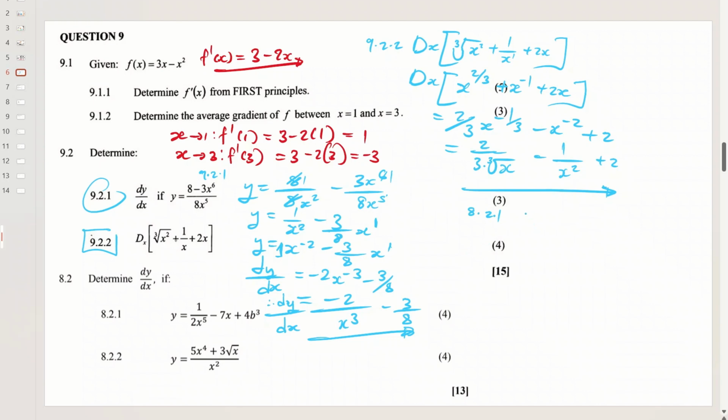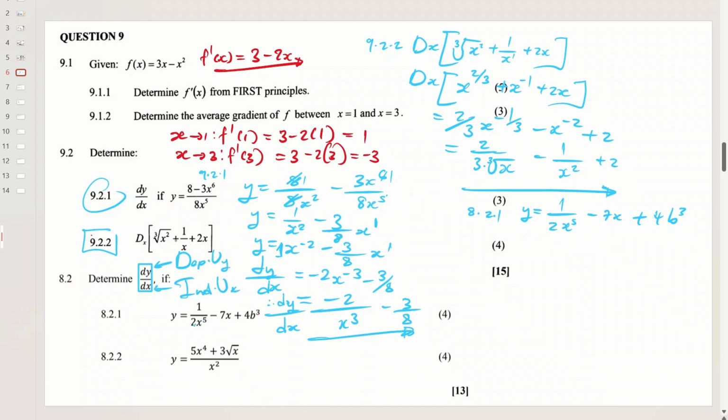8.2.1, we are given y equals 1 all over 2, okay, 5, not 5, 2x to the power 5 minus 7x plus 4b to the power 3. So always, guys, follow what I'm teaching you. Never go wrong. I explained before that we are taking the derivative of our dependent variable with respect to our independent variable. Your independent variable is x. Your dependent variable is y.